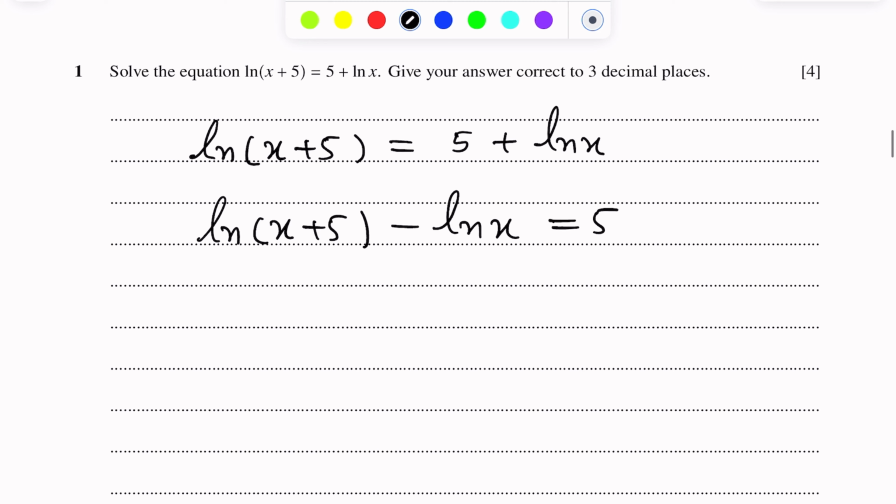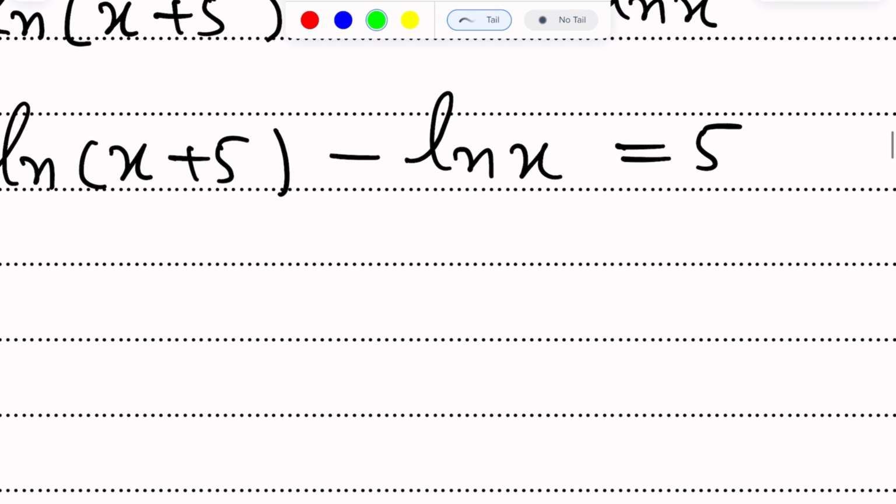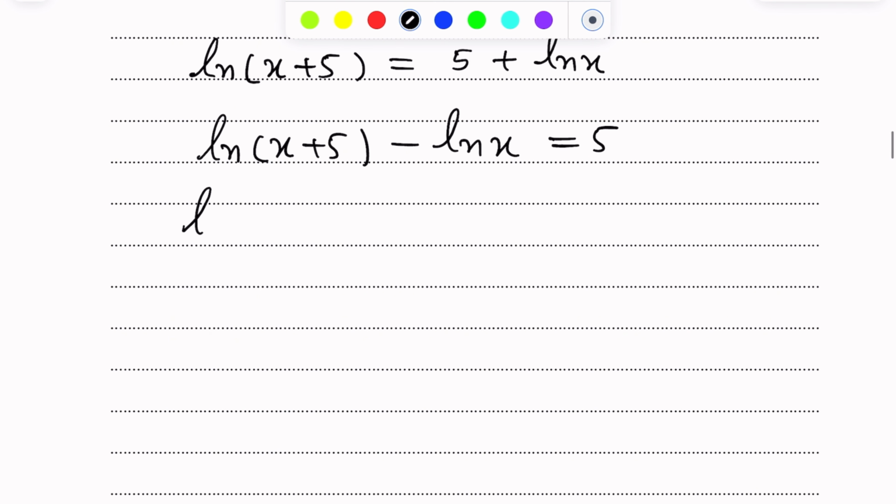is equal to 5. Now on the left hand side we will use log property. Since two logs are subtracting, subtraction will be converted into division. So we can write it as ln((x + 5)/x) is equal to 5.